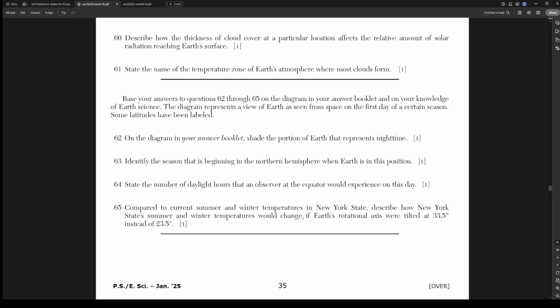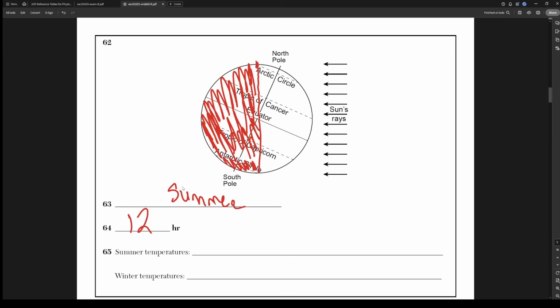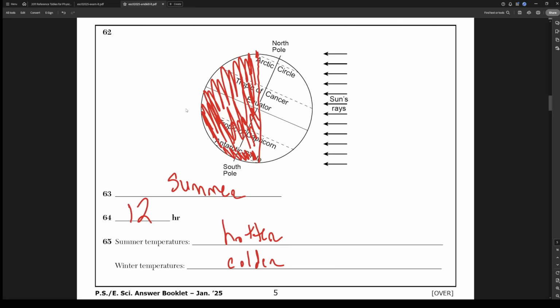Compared to the summer and winter temperatures, describe how New York State's summer and winter would change if the rotational axis was tilted more. So if you're going to tilt more towards the sun, we're going to have hotter summers and colder winters. It's more extreme. So summers will be hotter, winters will be colder. If it was tilted less, you'd have the opposite. So straight up and down would be like cooler summers, warmer winters.